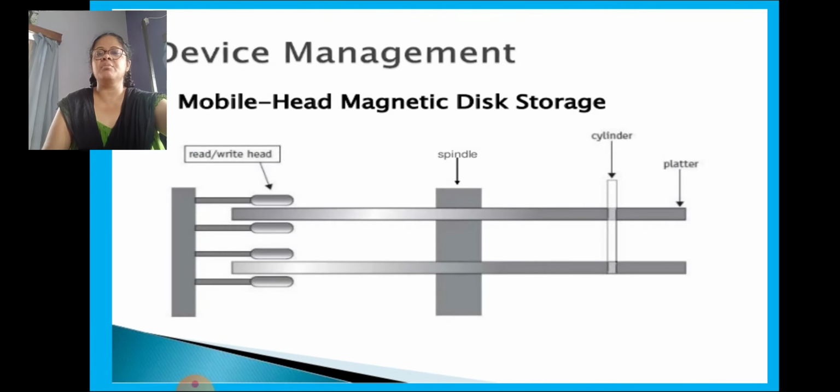This is the diagram of device management. Mobile head magnetic disk storage: the read and write head is there. Then there is a spindle, cylinder and platter.